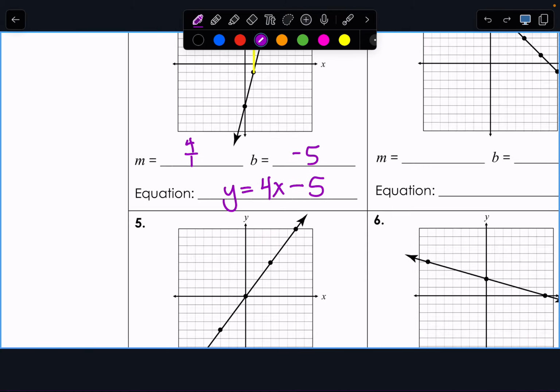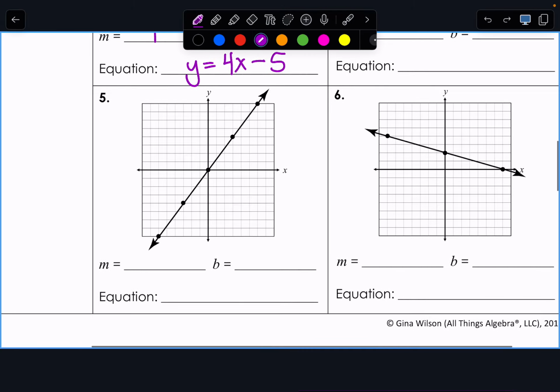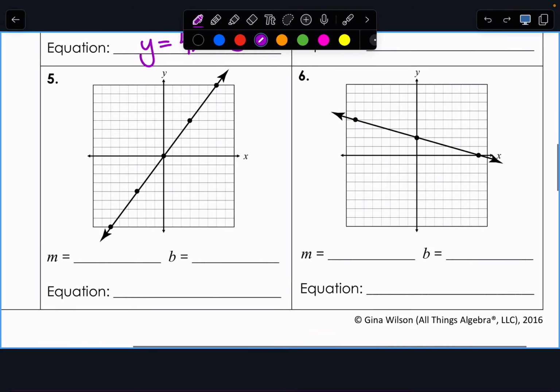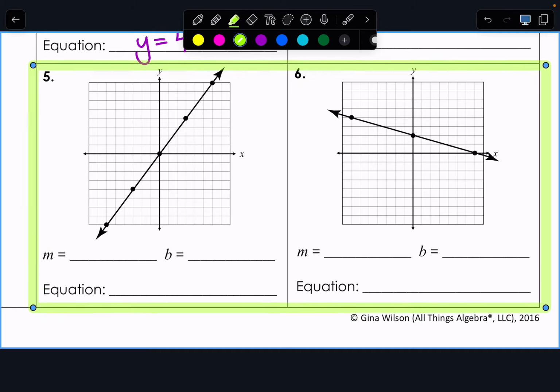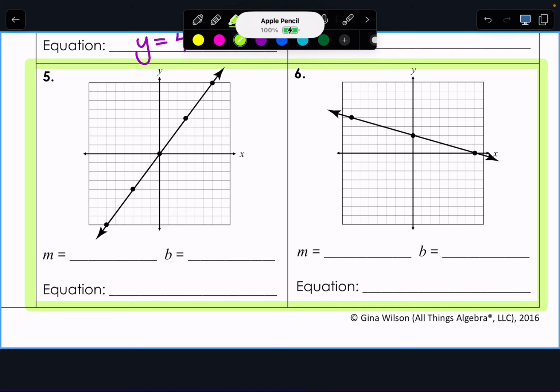All right, so now I am going to give you 90 seconds. I know, a very specific amount of time. I want you to do 5 and 6. Ready, set, go. Please pay attention to which one has a positive slope, which one has a negative slope.